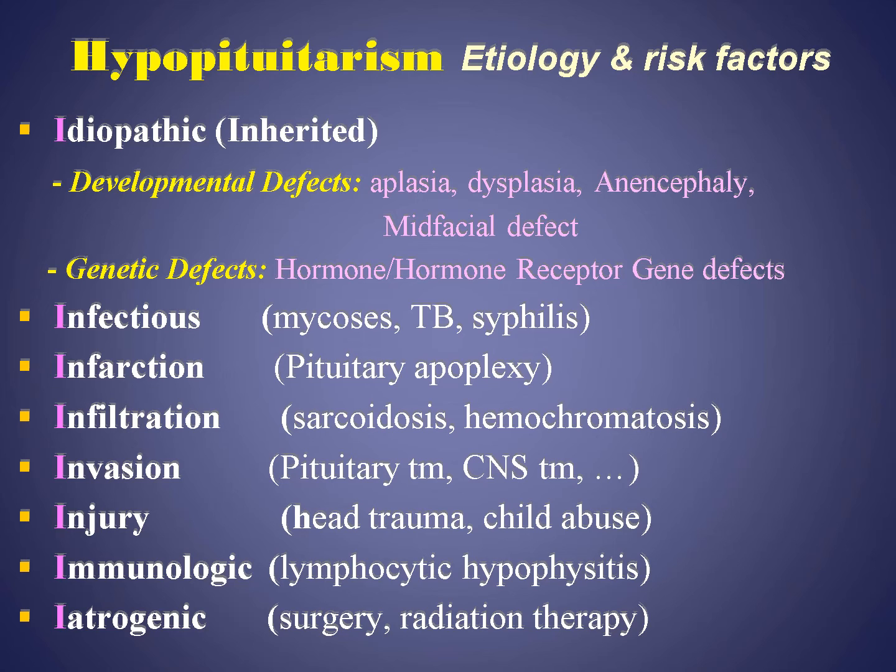The second possibility, it could be secondary to infection. One of the most important infections in this area is TB. Then infarction, affecting the blood supply of the pituitary gland, and infiltration by abnormal metabolites or abnormal cells like sarcoidosis and hemochromatosis. Then invasion by tumor, either originating from the pituitary tumor itself or from other CNS lesions that extend to the pituitary fossa.